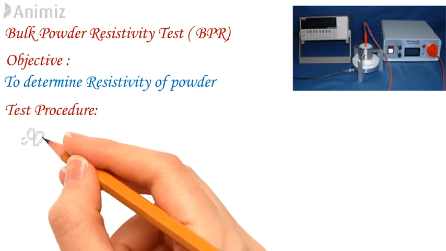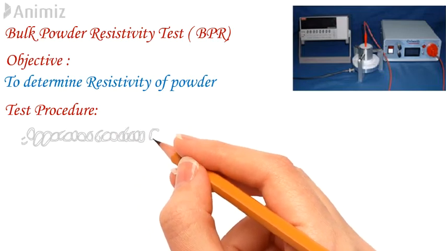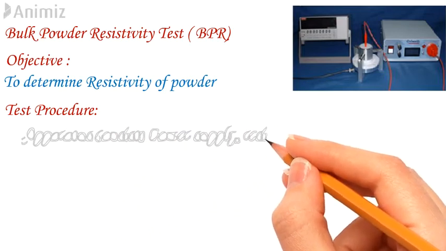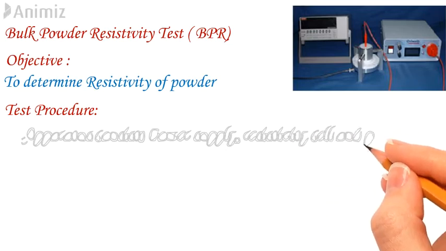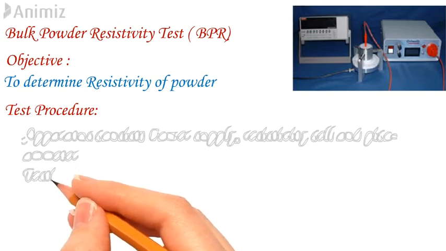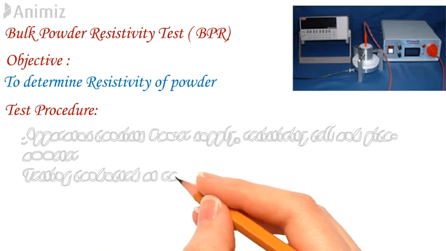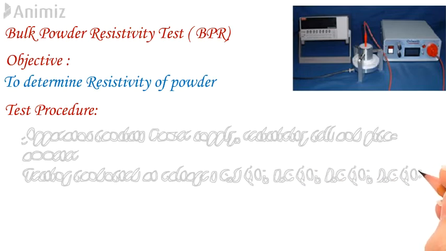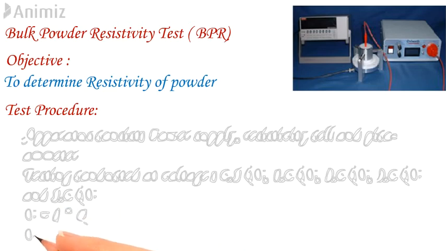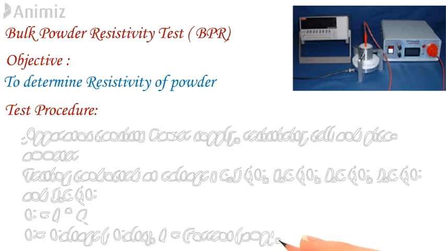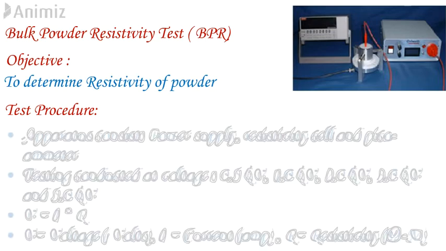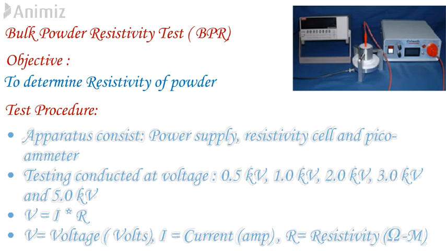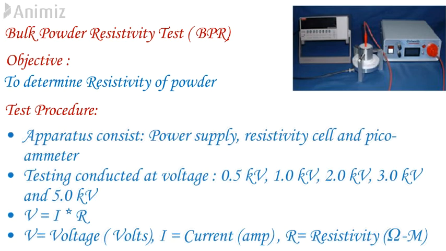Test procedure. The test apparatus consists of high voltage power supply, resistivity cell and picoammeter. The resistivity cell consists of a base ring with three support limbs which hold the upper electrode above the sample powder. The lower portion of the resistivity cell is loaded with powder and leveled with a spatula. The upper electrode, which is connected to the high voltage power supply, is placed on the powder and is used to apply the voltage. A known voltage, say 0.5 kV, is applied to the powder by means of the high voltage power supply. The current through the powder is read by means of the picoammeter and noted down.